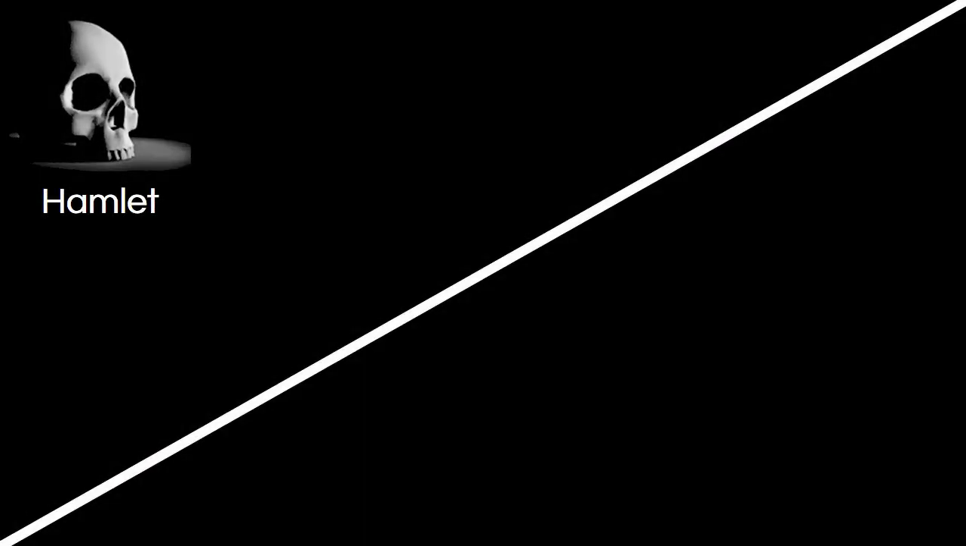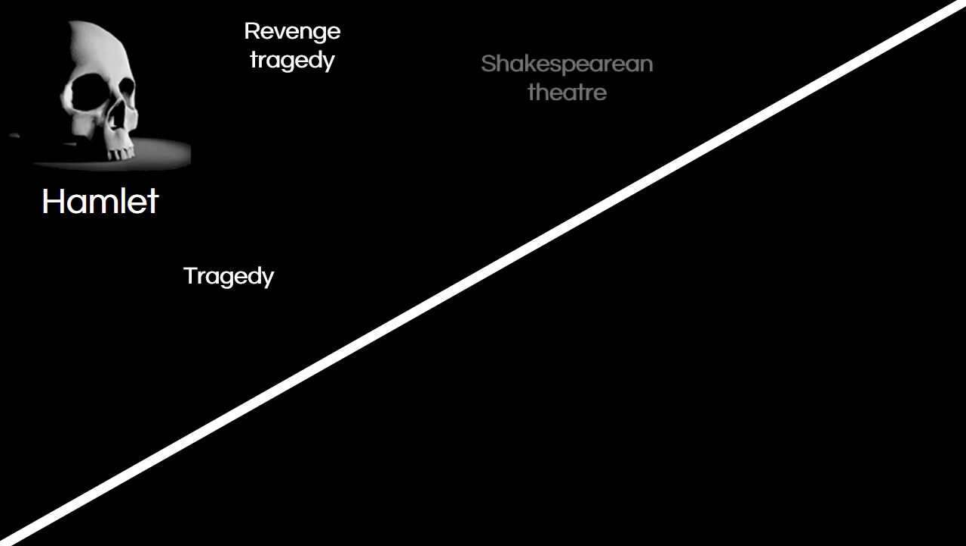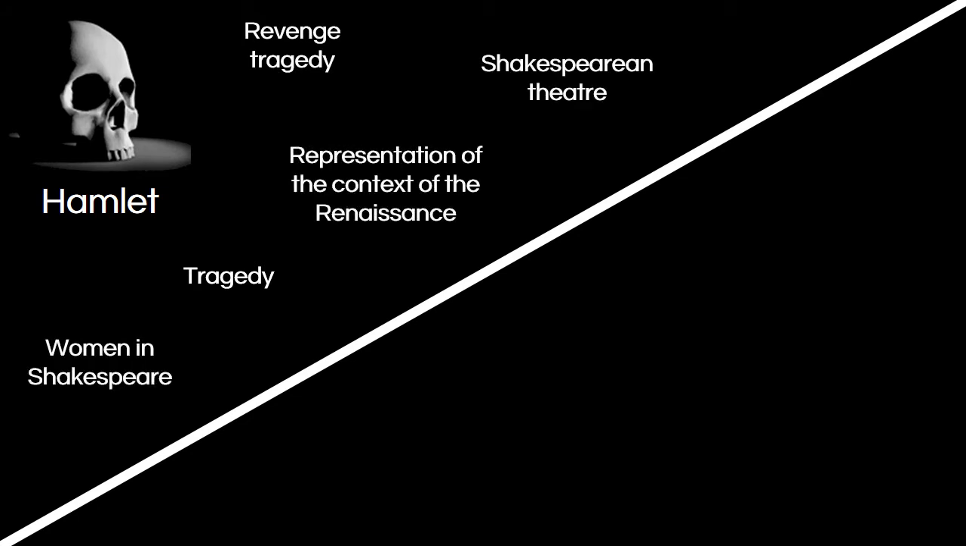Think about how this might apply to Hamlet. Initially, we can think about Hamlet first and foremost as a tragedy. More specifically, it's a revenge tragedy. It's a work of Shakespearean theatre. It's a representation of the context of the English Renaissance. But we could also look at its representations of women, and women across other Shakespearean texts as well. These are the things we can see in Hamlet. There are many other things, but here's a sample.